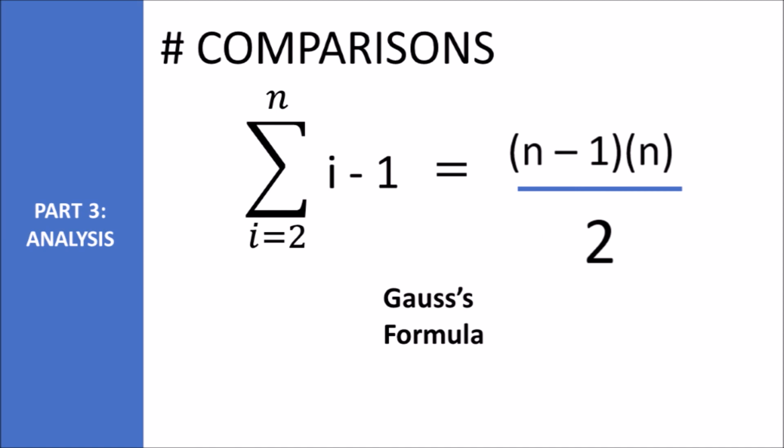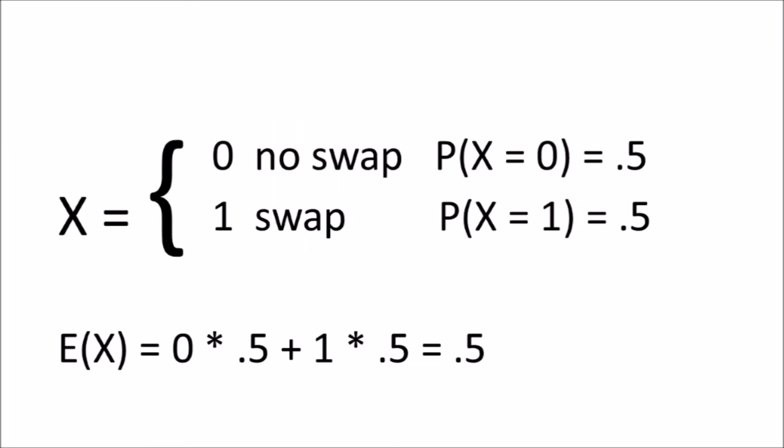We know this because of the famous Gauss's trick. If you are unfamiliar with the trick, check out my video in the description. Now let's consider the average case. We would expect half of the inner loop iterations to have a swap.